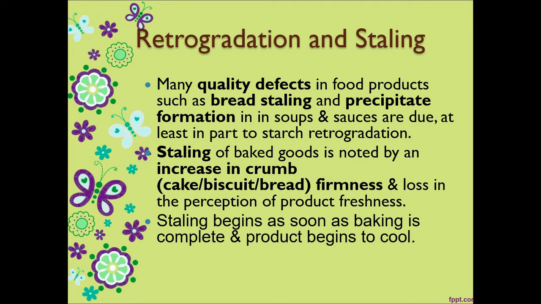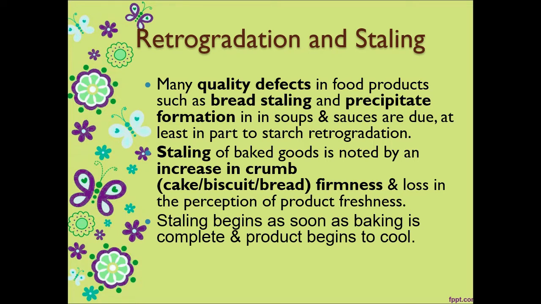Many quality defects in food products such as bread staling and precipitate formation in soups and sauces are mainly due to starch retrogradation. So what does it mean by bread staling here is you will note the increase in hardness of the crumbs of cake or biscuit or bread once it has cooled down to room temperature. Unlike when it's still hot after it is baked, it is more soft, right? But then when it cools down to room temperature, it becomes hardened.